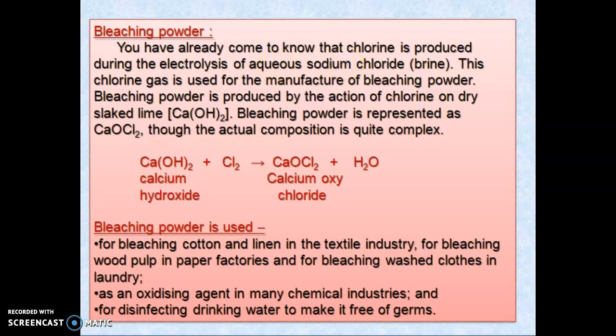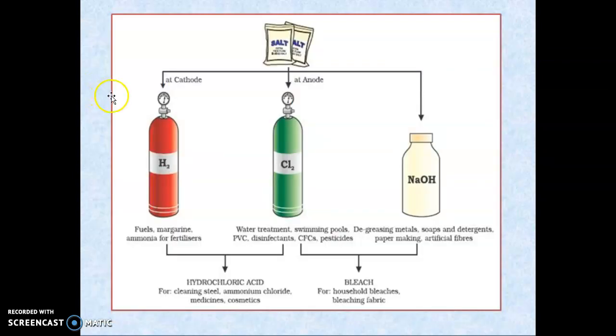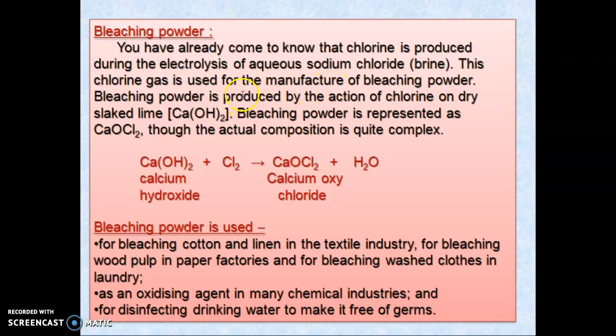We have seen already in the previous part that when chlorine reacts with sodium hydroxide it will form a bleach, which is formed due to electrolysis. So this chlorine gas is used for the manufacturing of bleaching powder.